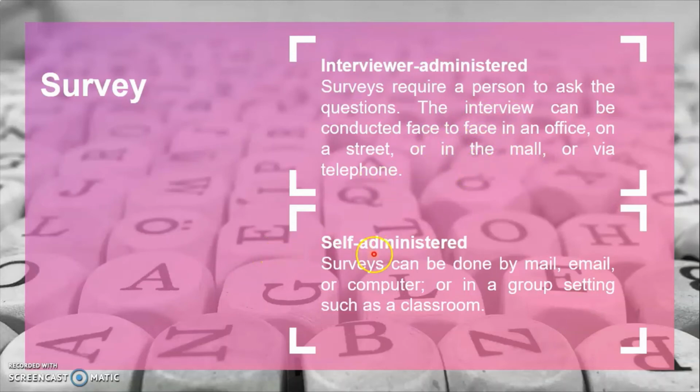The second is self-administered survey. This type of surveys can be done by mail, email, or computer, or in a group setting such as a classroom. You can also use this type of survey by using the Google form, which you need to create the question in the Google form and distribute the questionnaire through email.